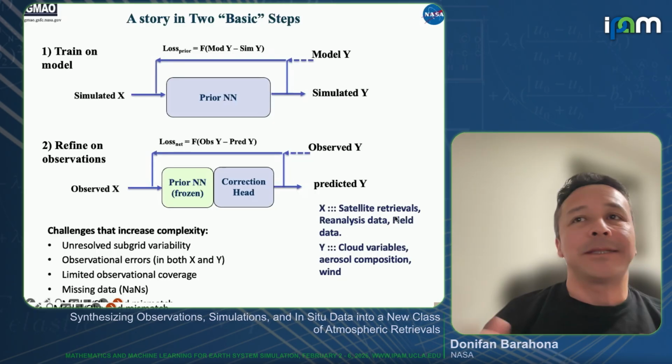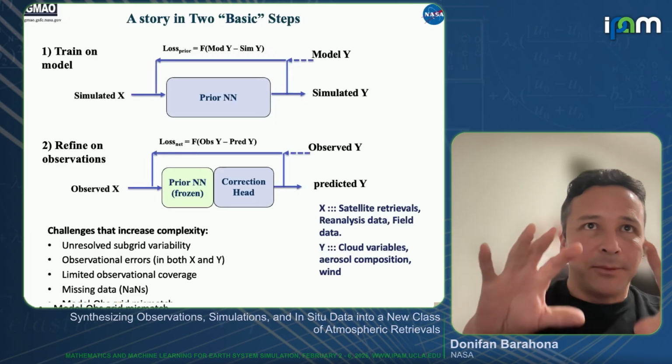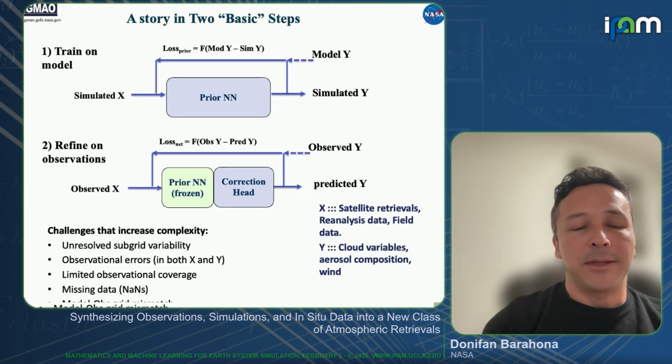So that X can be satellite retrievals, reanalysis data, or field data, and the Y could be cloud variables, aerosol composition, wind. So this is in principle a simple scheme. There is nothing revolutionary about it. The problem is that it becomes complex really quickly.